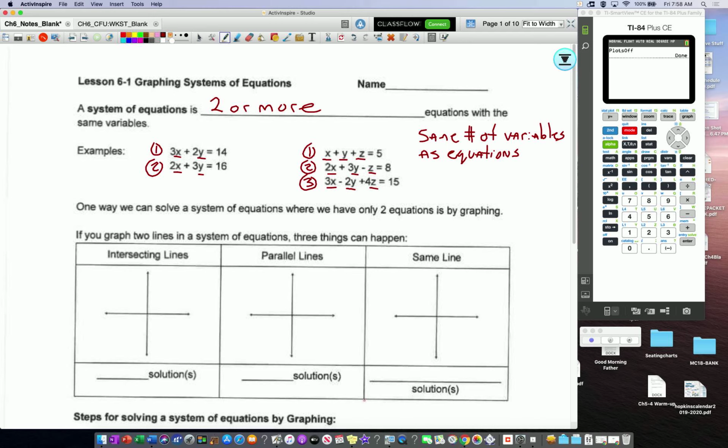So one of the ways that we can solve them, especially when we only have two equations, you can do three, but it's really difficult to graph three. We won't graph three, but when you have two equations, you can solve by graphing. So this is somewhat of a nice review, a little bit of chapter 3, because we're graphing equations of lines, and it's going to be a nice review of slope, y-intercept, and all that fun stuff.